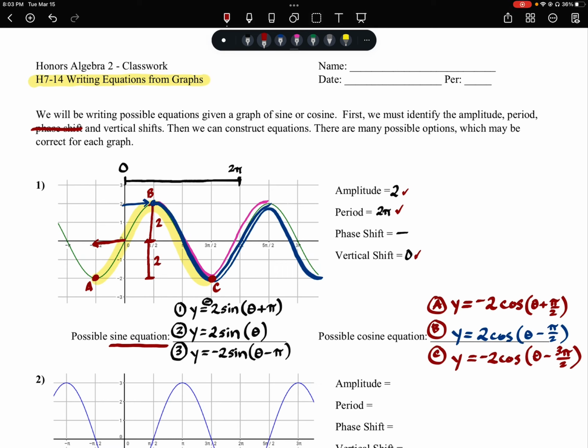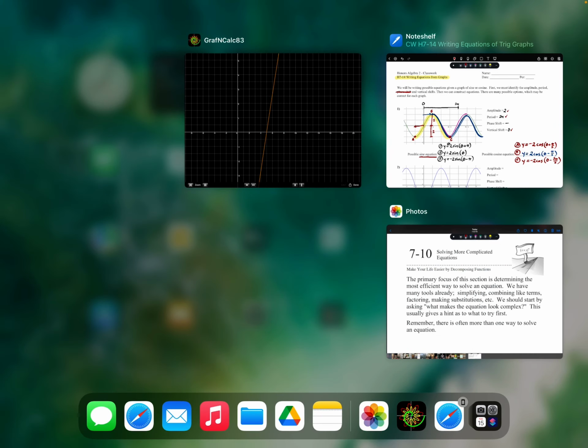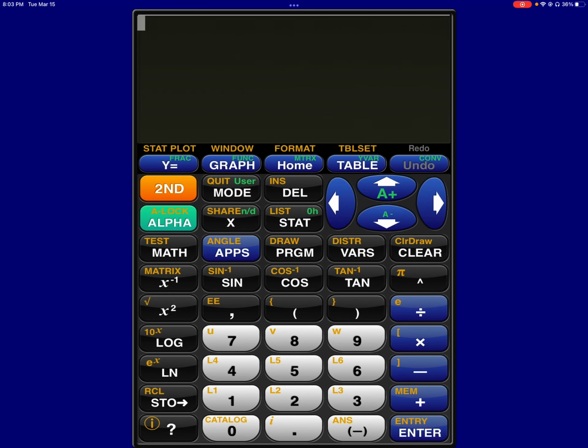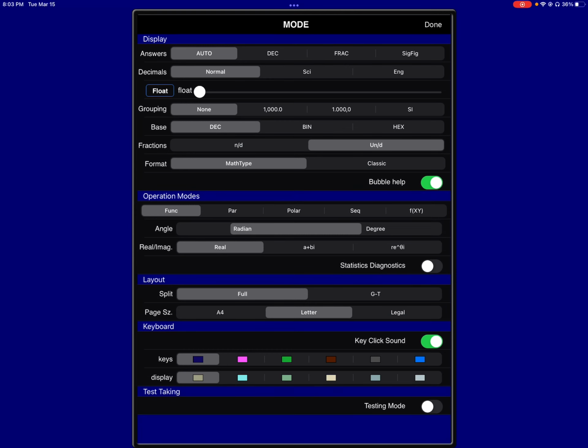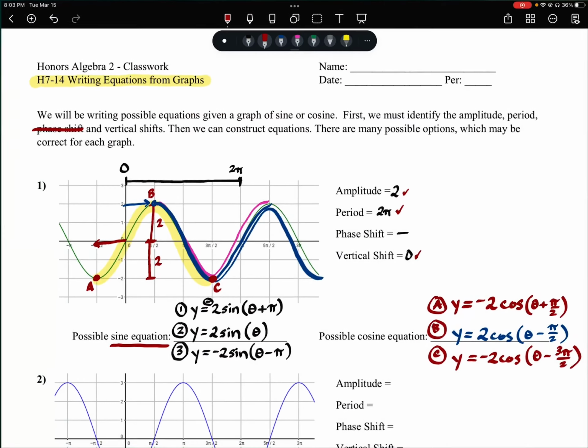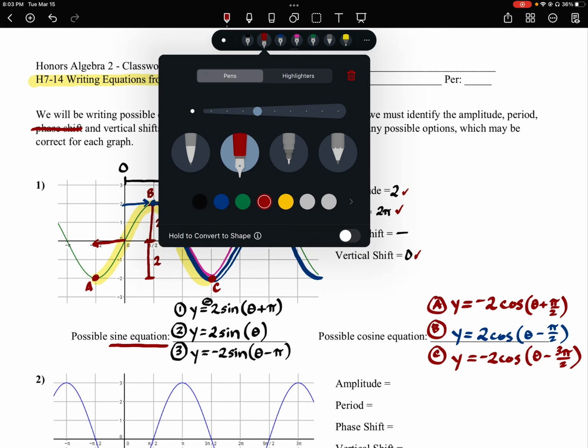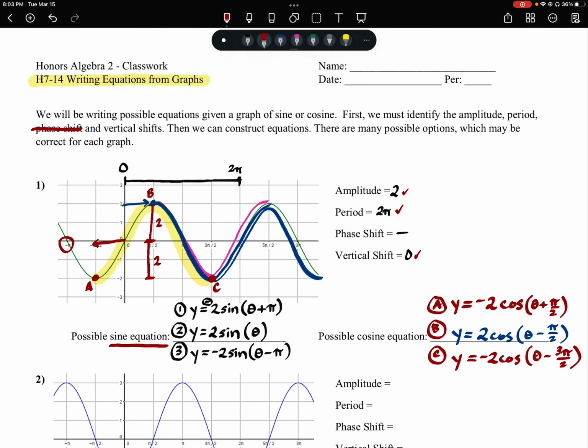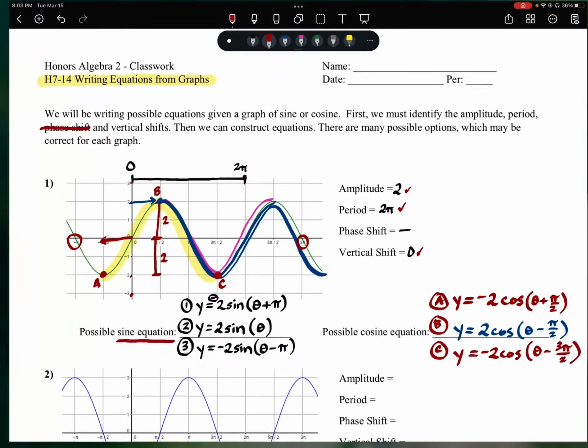Okay, so now how do we check these? Everybody's got a graphing calculator, so if you want to grab it out, let's go in and make sure your mode is in radians. Then I'm going to go in here, and if we look at what our window is, our window goes from negative pi all the way to, it looks like, 3 pi. And then it goes from -3 to +3, or you could go from -2 to +2.